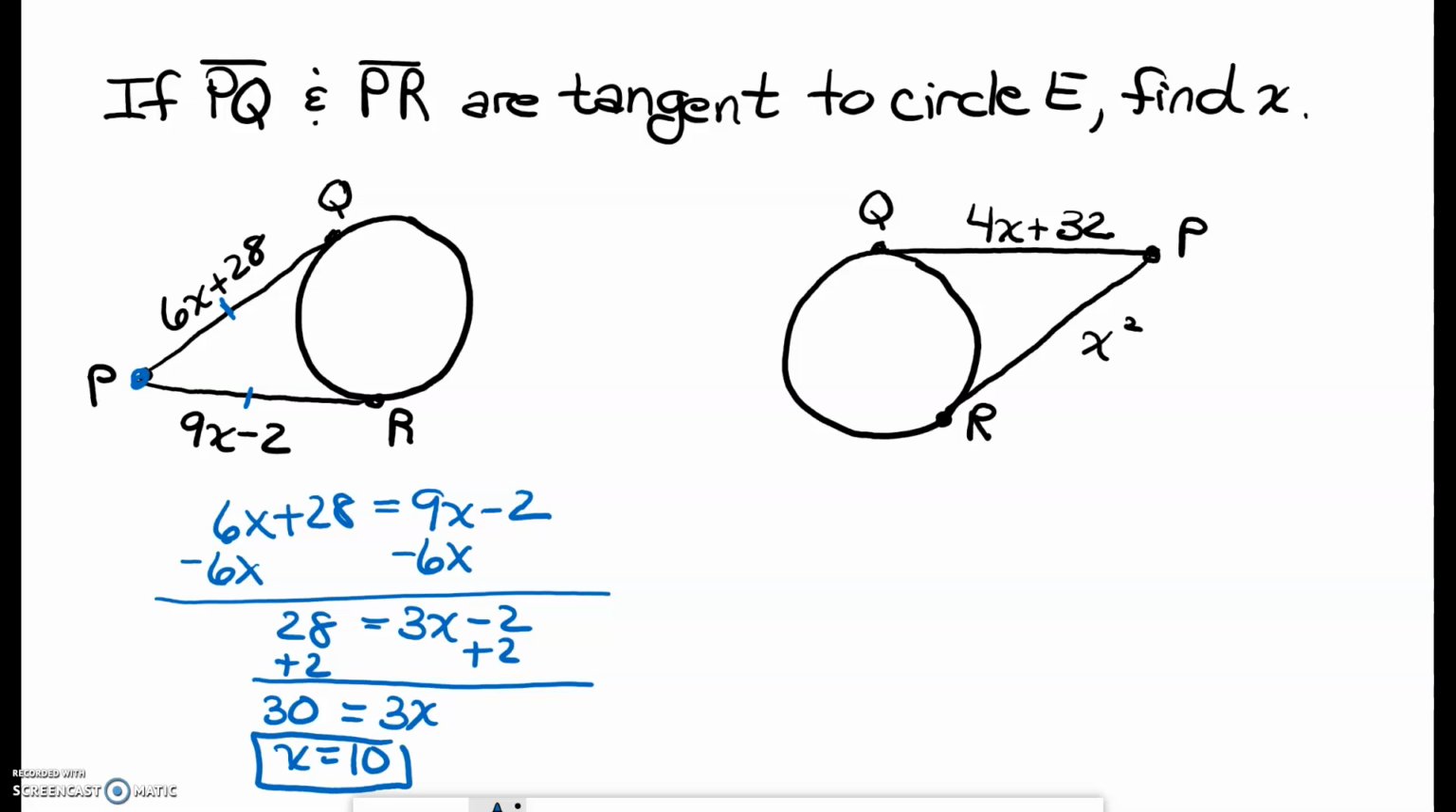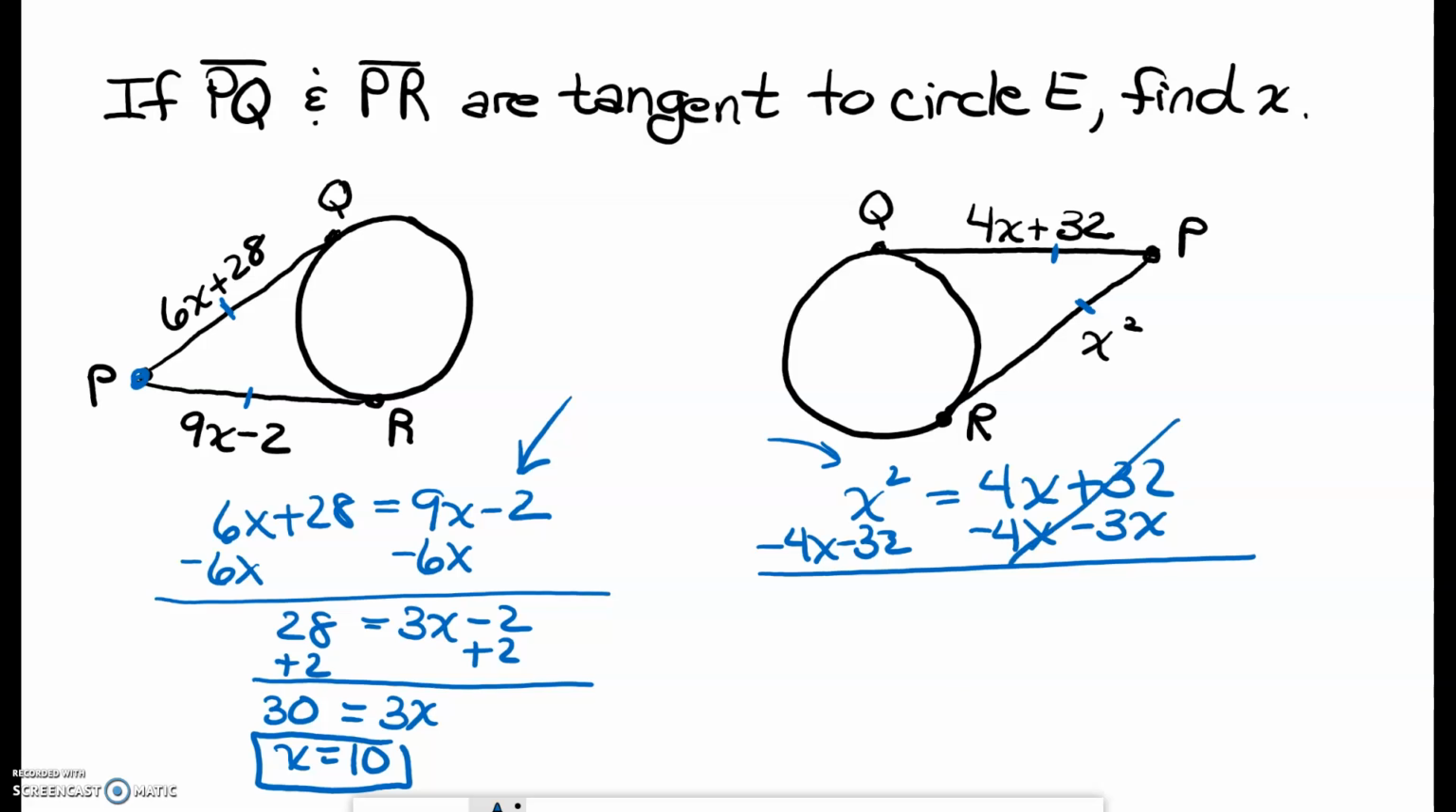Okay, so two tangents that share a common point outside the circle, their lengths are congruent. So here again, PQ is equal to PR, so I'm going to set them equal. X squared equals 4x plus 32. In the previous example, the biggest exponent I see for x is 1, so I just solve by my properties of equality. But here I have an x squared. This is a quadratic, so I need to set my equation equal to 0 before I decide how I'm going to solve. So I'm going to subtract 4x and 32 from both sides. That cancels out. I get 0 on this side, and on the left side I get x squared minus 4x minus 32.